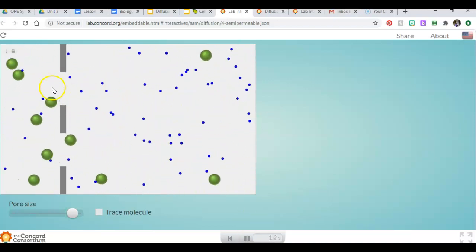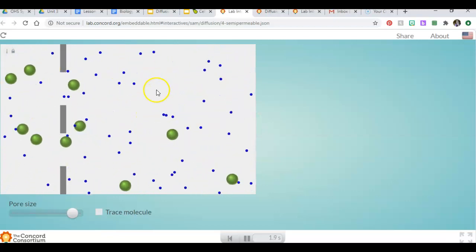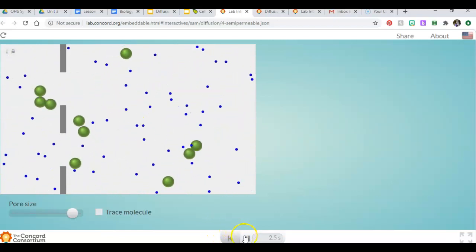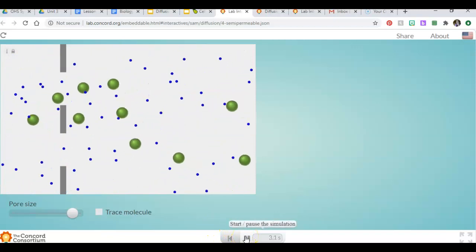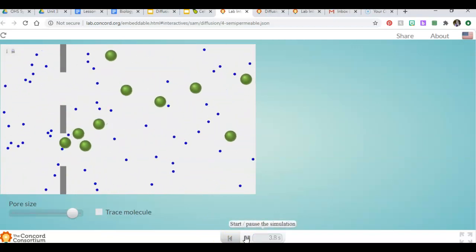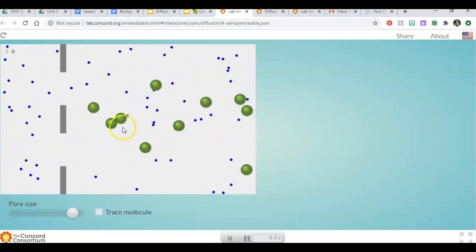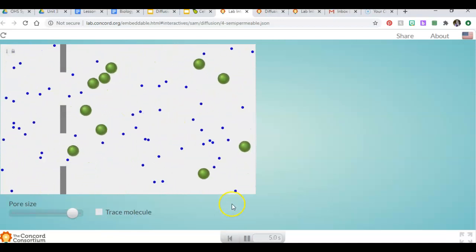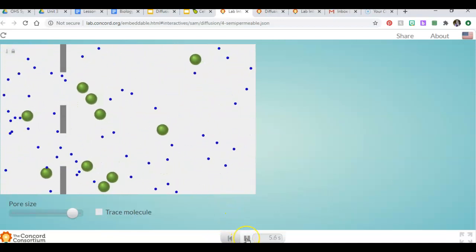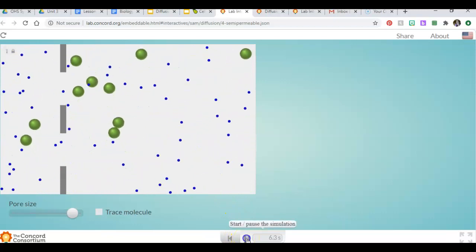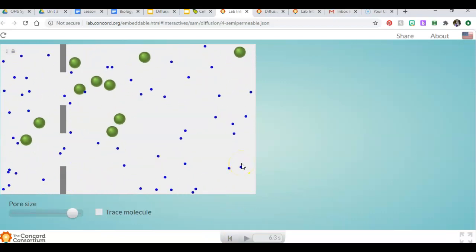So we get some of the blue ones moving on this side, some of the green ones on this side. Notice if I pause it, they're going to be roughly equal, okay? Right now, yeah, the green ones are over here. That's okay, all right? But some of them are going to move back, okay? And at any given point, we're going to have kind of equal concentrations on both sides.